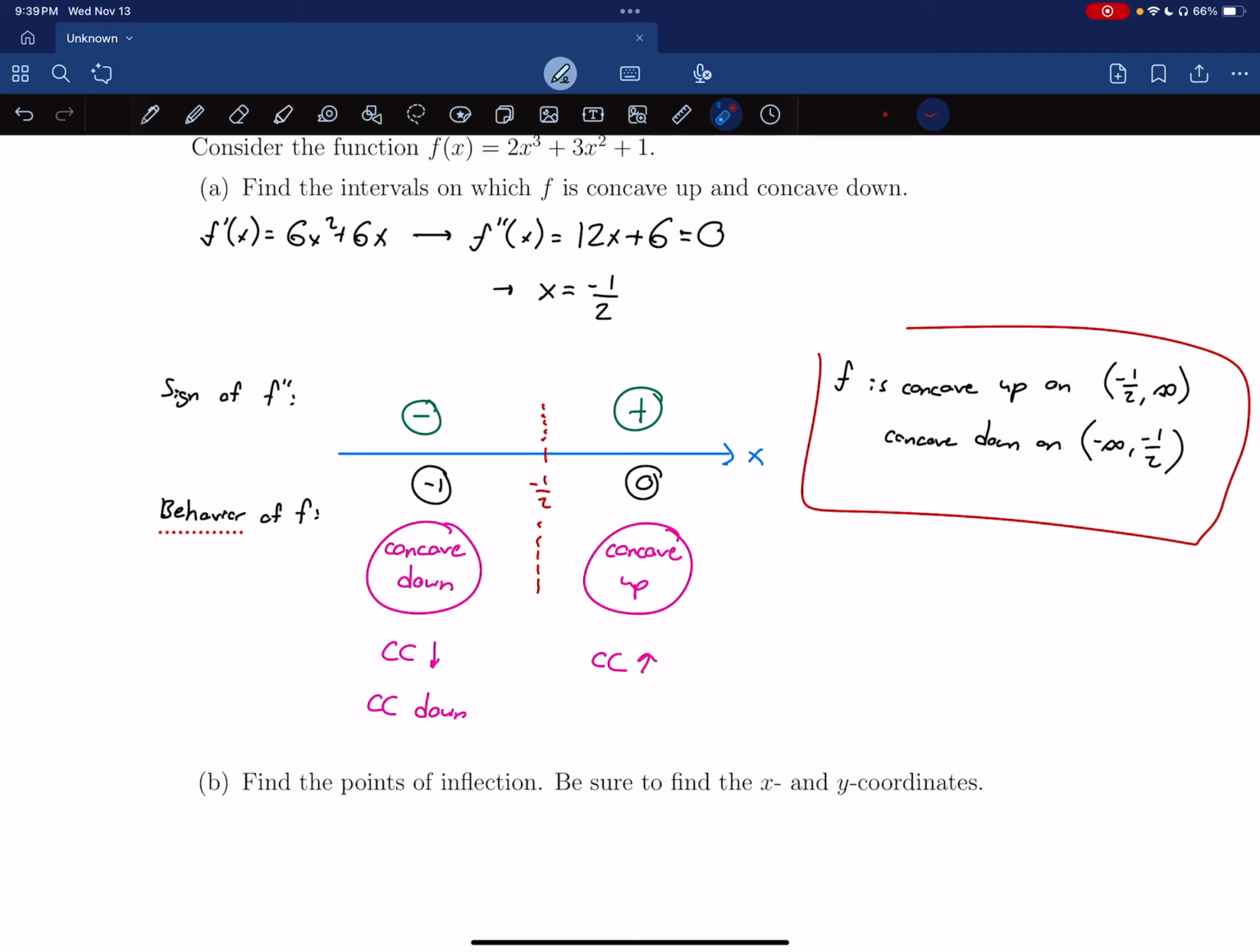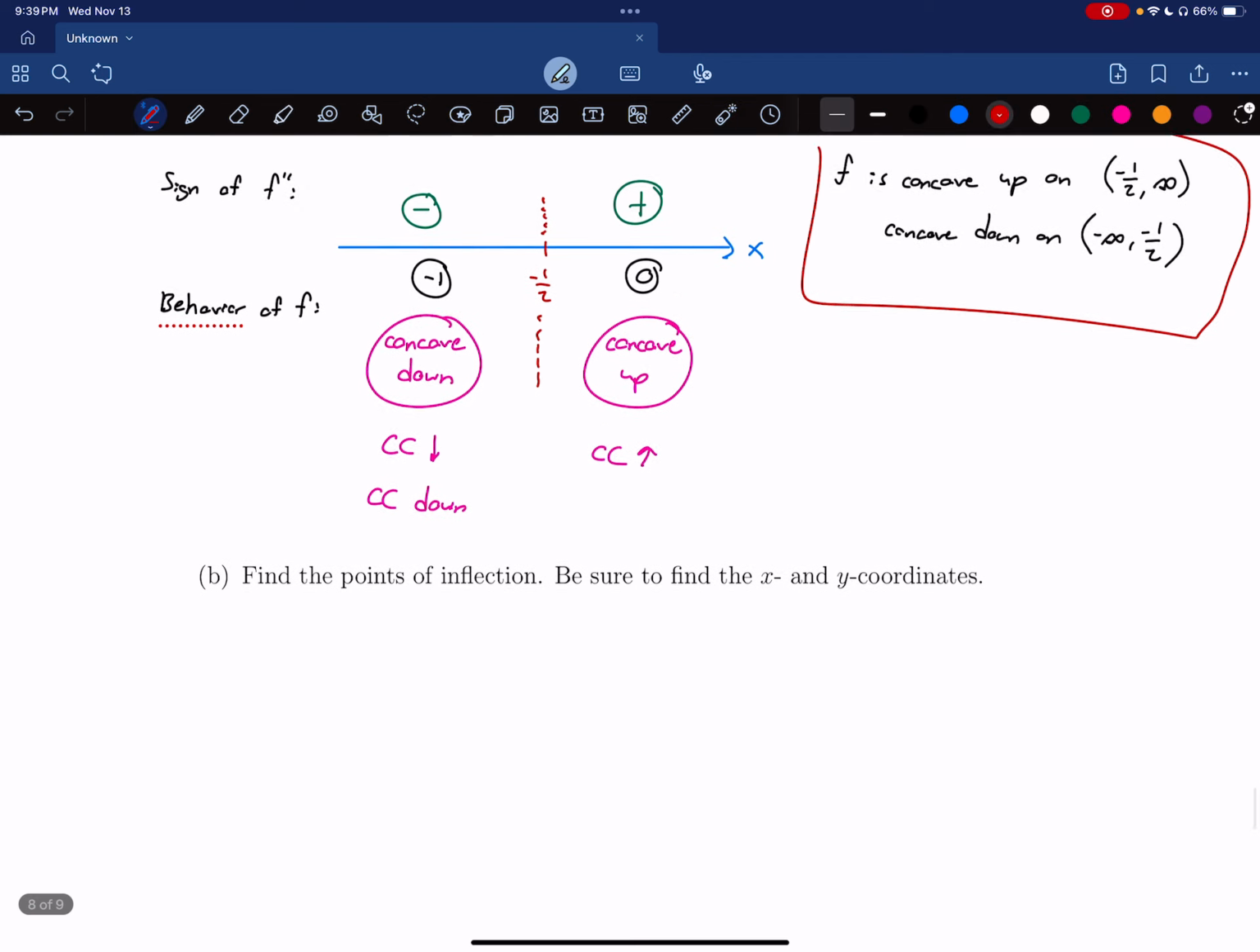At the 0 value, that's where f double prime is equal to 0. So it won't be concave up, nor will it be concave down. It's neither. So that's why we don't include it in our interval, hence the parentheses, which are not inclusive. So that's the answer to part A. Now let's take a look at B.